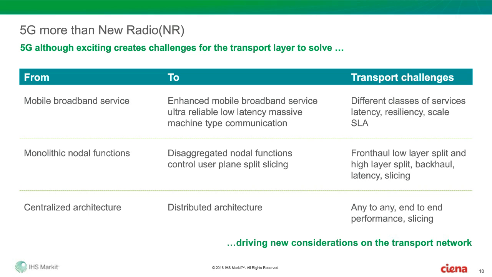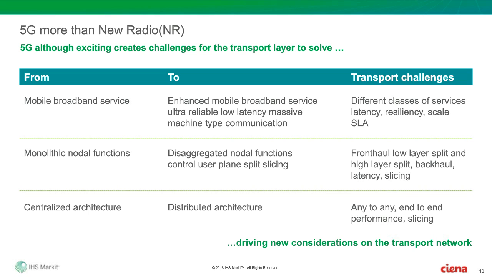Now, if you look at it from an infrastructure perspective, we're moving from a world of monolithic nodal functions, with all the functions, if you look at the radio and eNode B, co-packaged, into a world where functions are disaggregated. Control and user plane are getting split, or getting sliced. And this, again, creates a challenge on the transport side when you look at what it means in terms of performance when you start looking at fronthaul, the low-layer split, or the high-layer split, which is what people refer to as the midhaul, and also the backhaul, the latency, and the slicing as well.